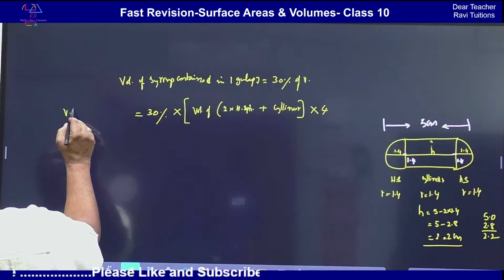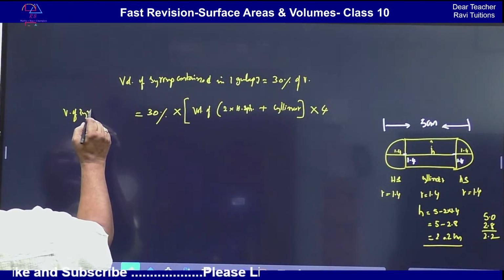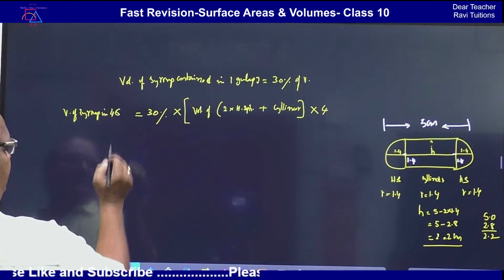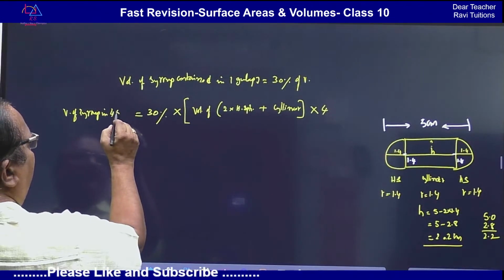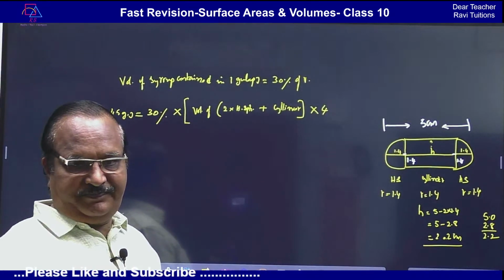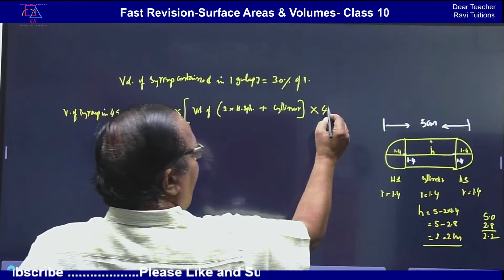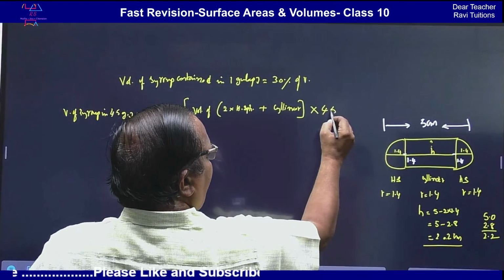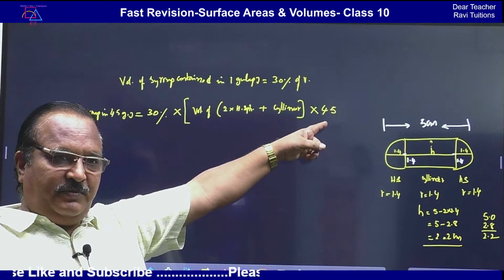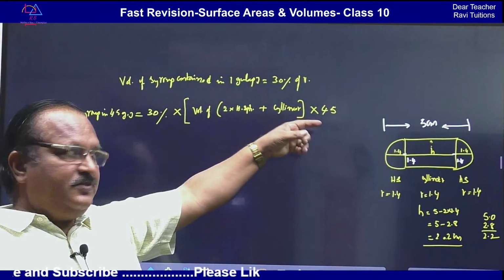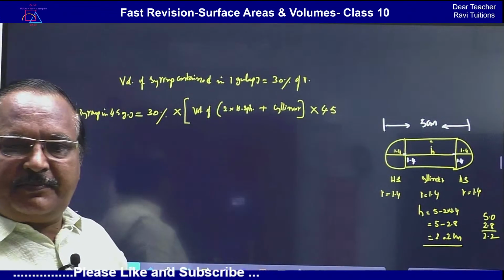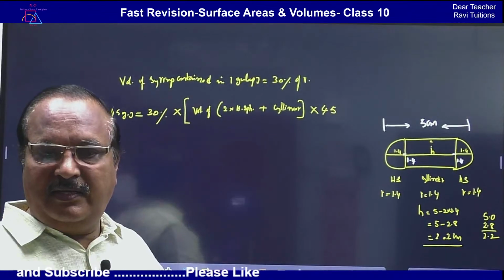So the volume of syrup in 45 gulab jamuns. Gulab jamuns, I am writing GJ. So I am multiplying with 45. This is one volume, total 45 gulab jamuns. So 30% of this entire volume. 30%. So in one go, one step, you will get the entire thing.